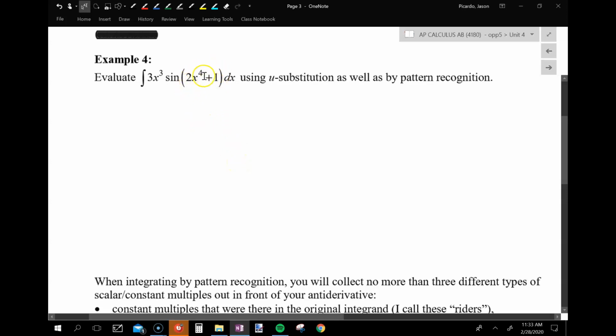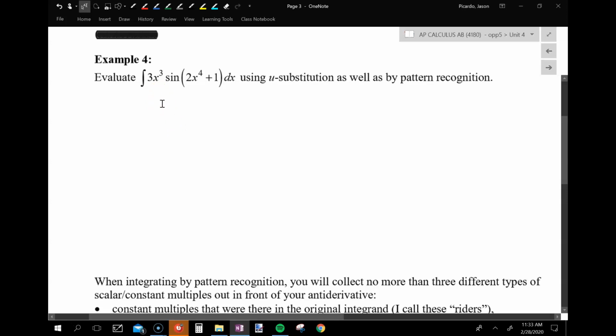2x to the 4th plus 1. Now, I know I'm going to need to take a derivative of this, right? And by taking the derivative of this, what will I wind up getting? 8x cubed, right? Now, kind of good and kind of bad. Kind of good because I got the x cubed. Kind of bad because I got an 8 and a 3. Those don't match, do they? Okay. So we run into our first sort of roadblock, right?